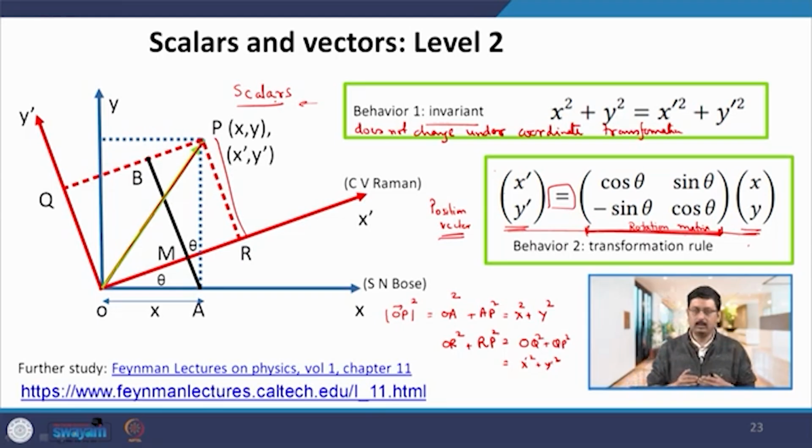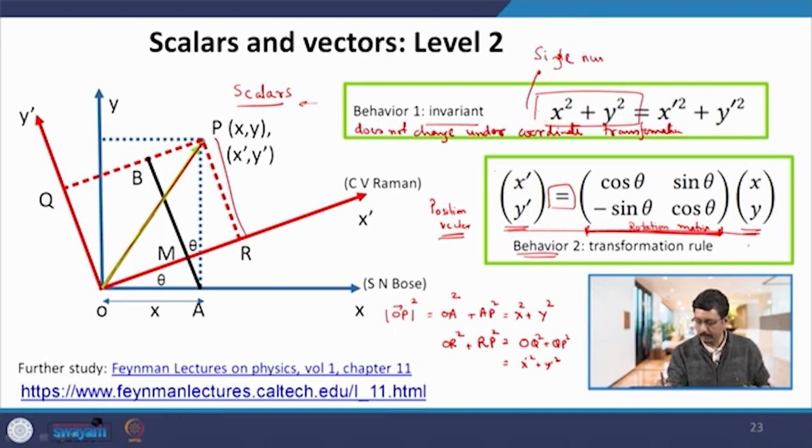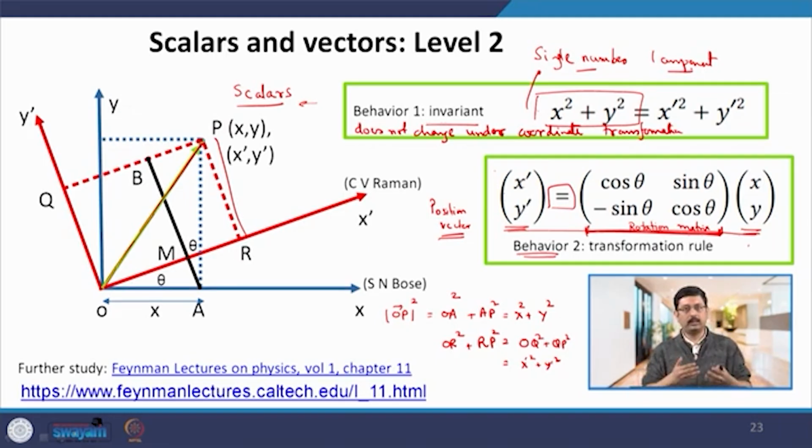Another class of quantities shows this kind of behavior. So, they have more than one component. Note that this is a single number, one component. So, another class of material quantity has more than one component. They are described by more than one number, but these components follow a certain rule.